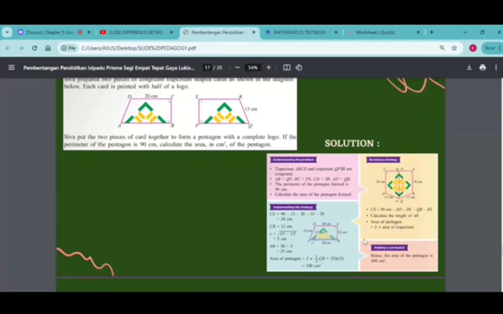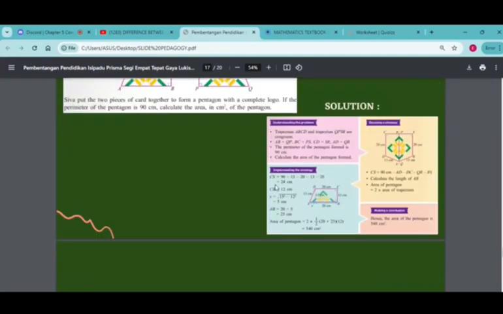Area of pentagon is the same as 2 times area of trapezium. Implementing the strategy, CS equals 90 minus 13 minus 20 minus 13 minus 20, equals 24. For the CB, it is 12.